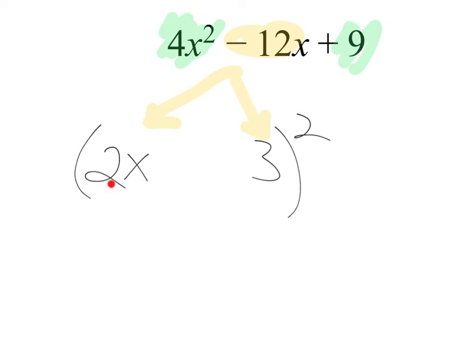Well, the product of 2x and 3 is 6x, and yeah, 12x is twice as big. Since it's negative, I need to make sure that that 3 is negative. And then we're good to go.